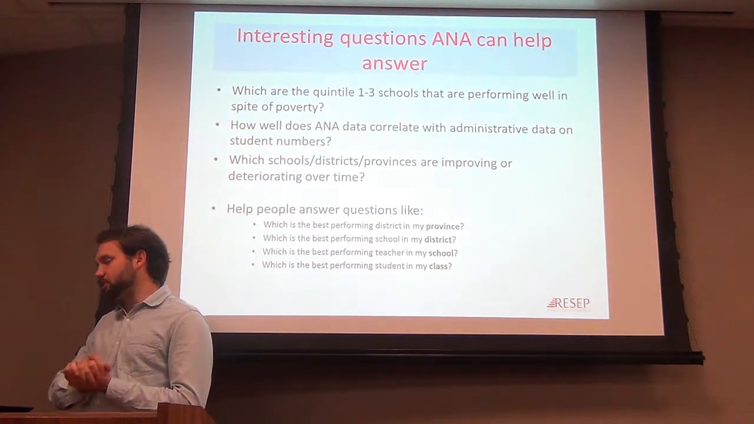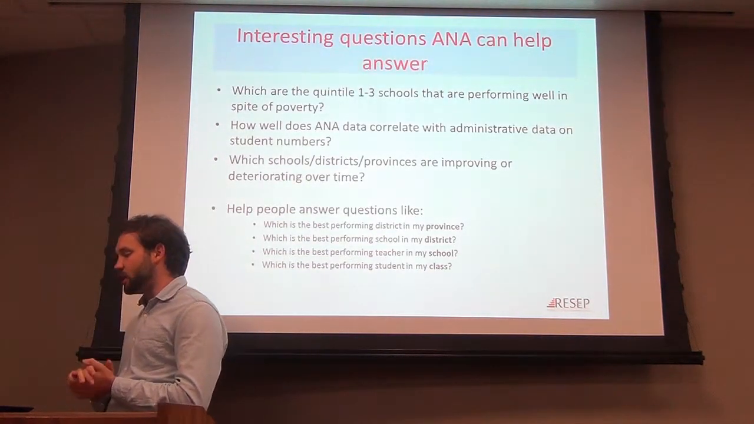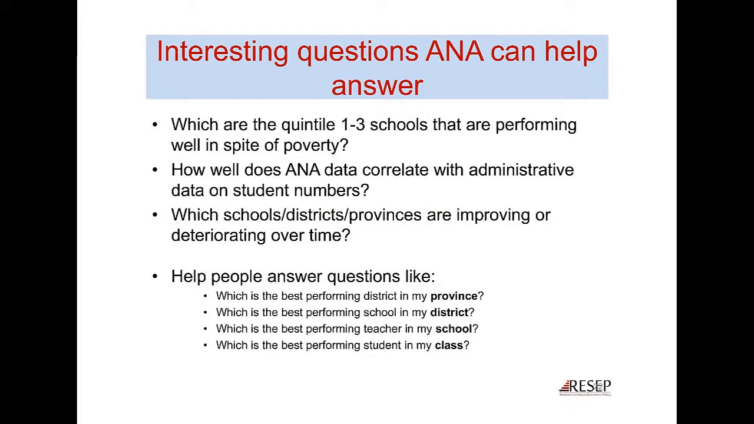Okay, so some interesting questions that ANA can help to answer. Which are the quintile 1 to 3 schools that are performing well in spite of poverty? We've already identified some of those. How well does ANA data correlate with administrative data on student numbers?